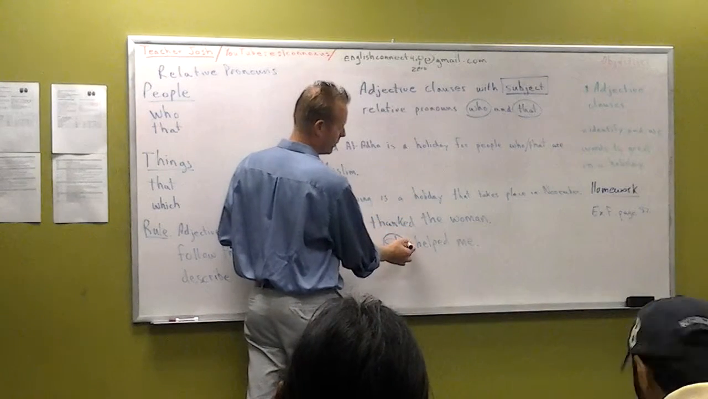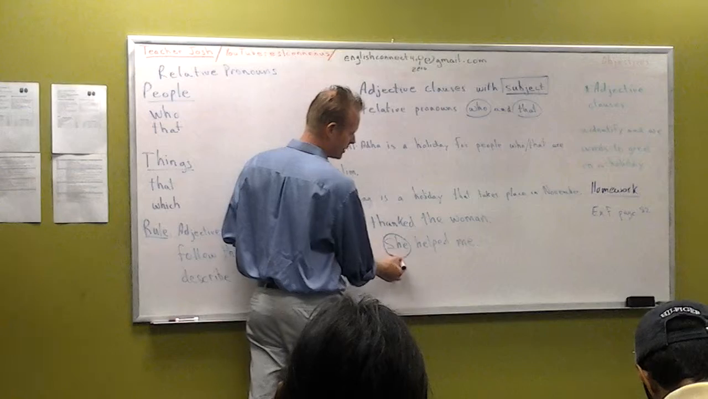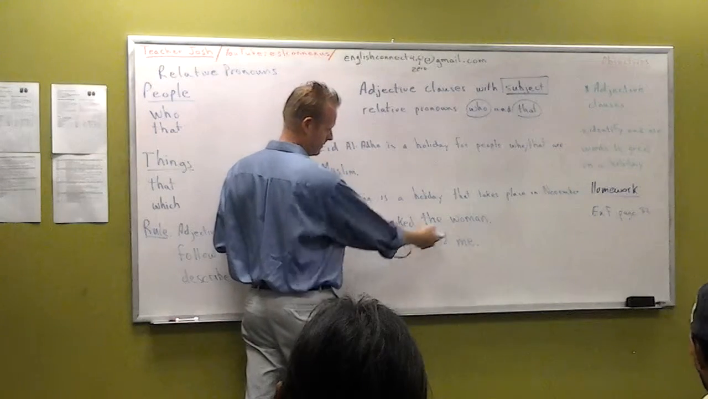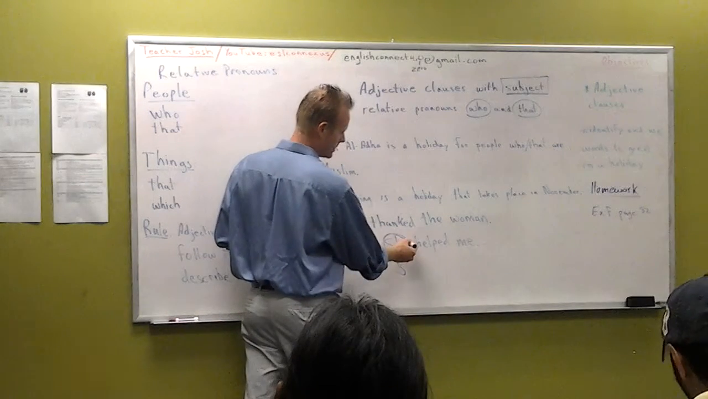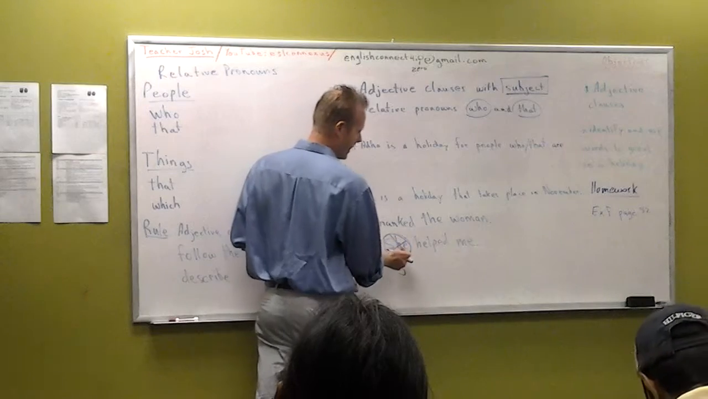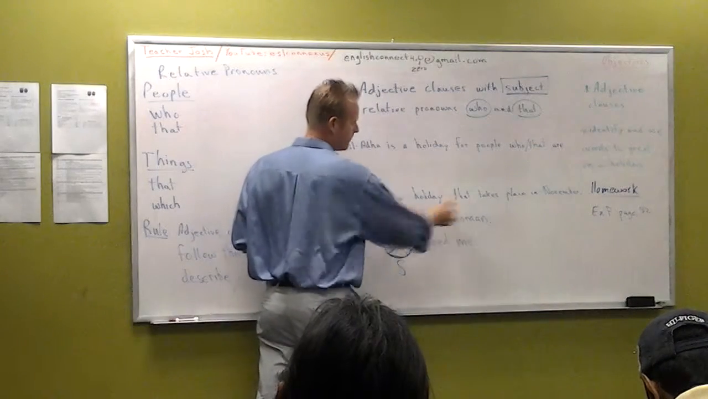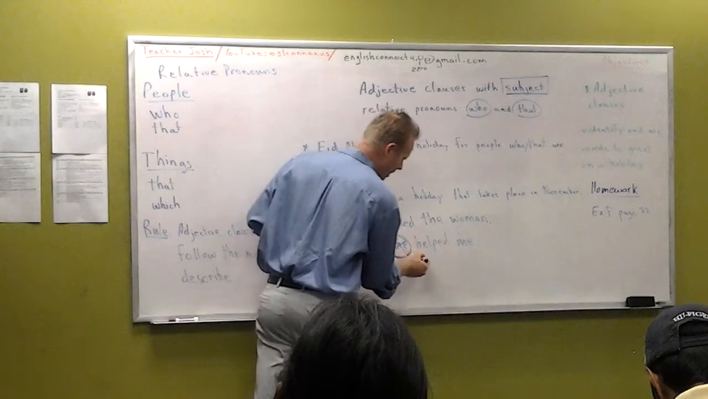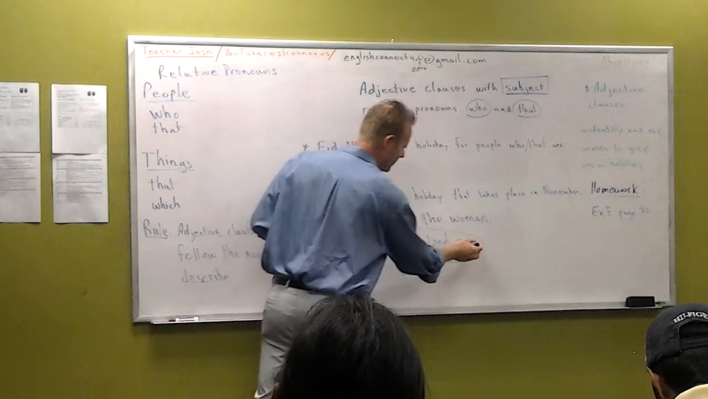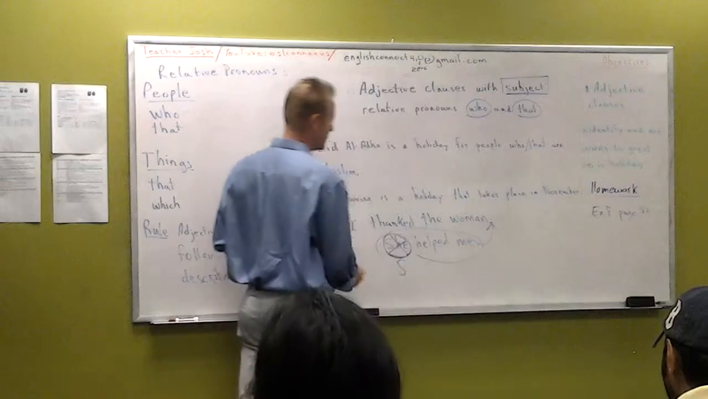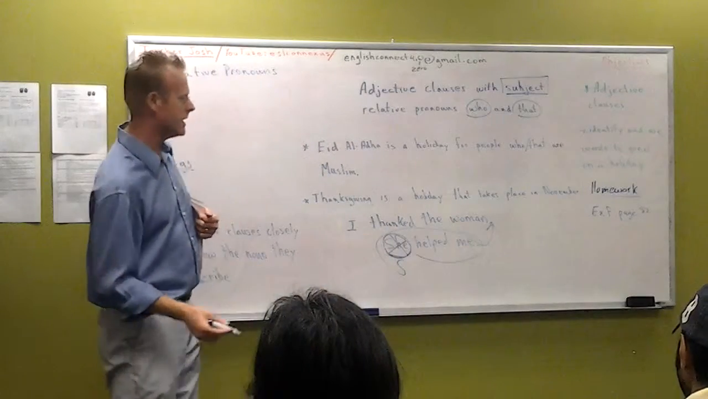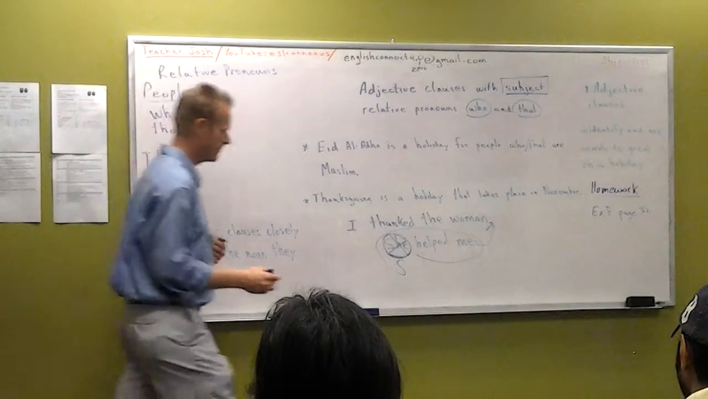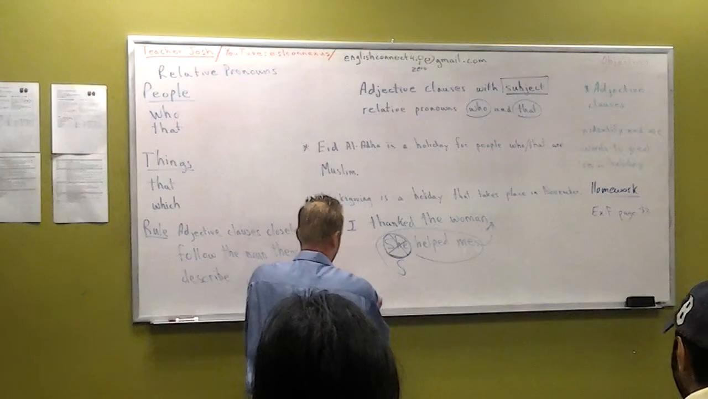So, the way it works is you have to find the subject pronoun. So where's the subject of this sentence? She. So we're going to get rid of this. Now, she helped me. Who is this referring to? The woman. So now I know it goes right up here. So can somebody create a new sentence? I thank the woman who helped me. Yep.